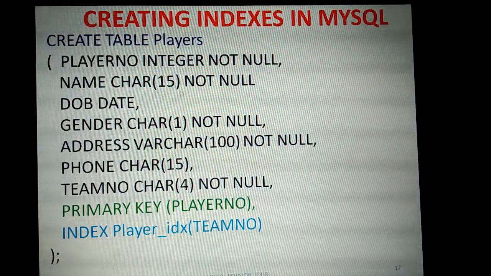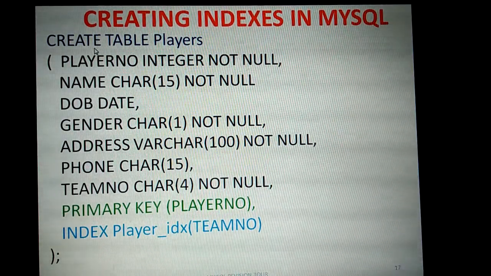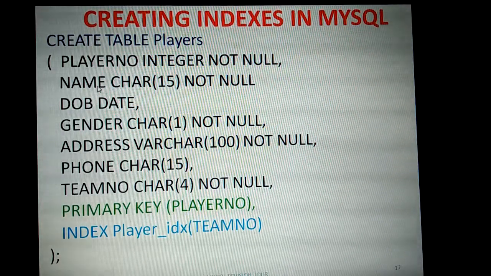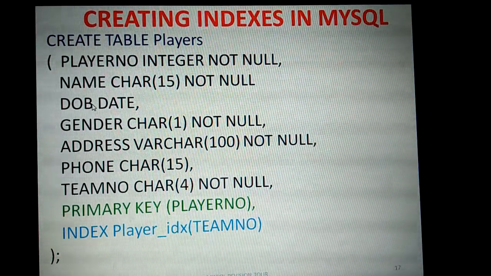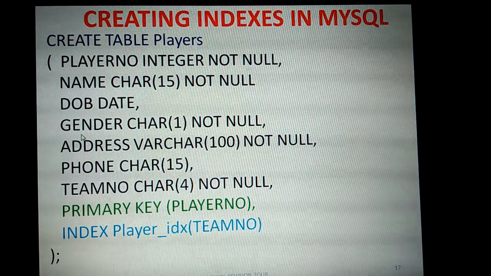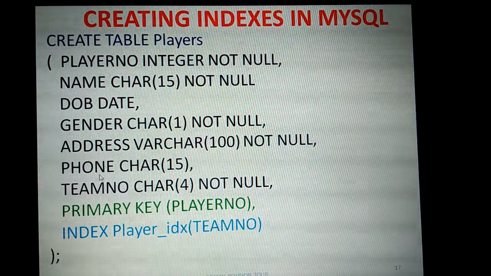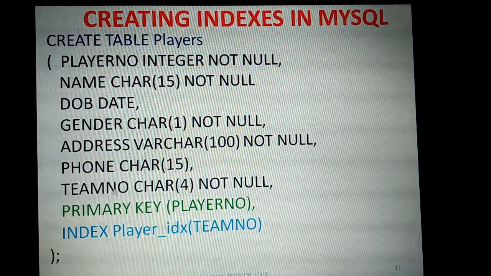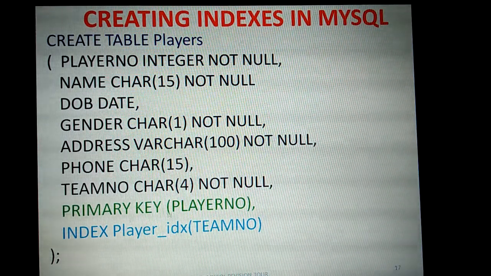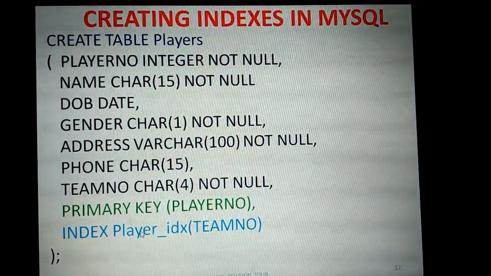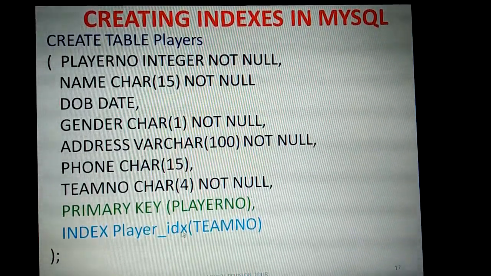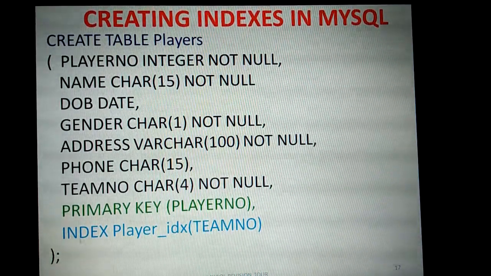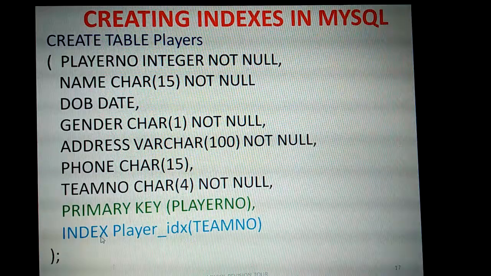So we can see the example here. Create table players: player number is the first field, second field is name, third field is date of birth, fourth field is gender, fifth field is address, sixth field is phone, and seventh field is team number. Totally we have 7 fields or 7 column names. Here team number is going to be chosen as an index field, that is player_idx. Under this name we are going to take the team number values. That is used after the index clause.